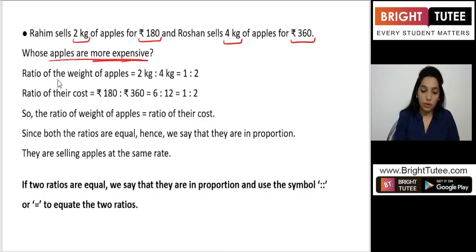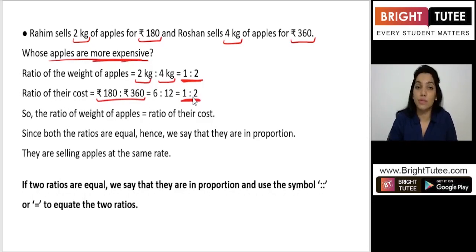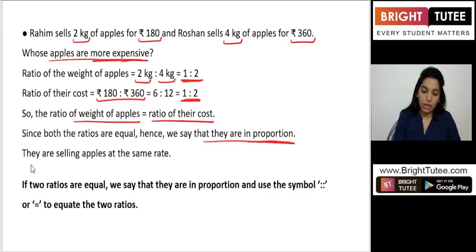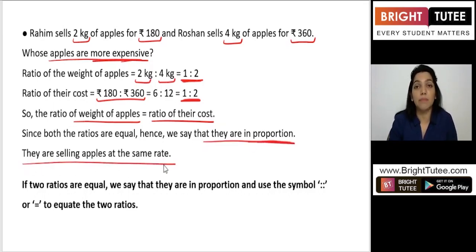Because the ratio of the weight of apples, that is 2 kg to 4 kg, is 1/2, and the ratio of their cost, 180:360, comes out to be 1:2 as well. So what do you see? We notice that the ratio of the weights of the apples is equal to the ratio of their cost. Since both the ratios are equal, we can say that these are in proportion. They are selling the apples at the same rate.